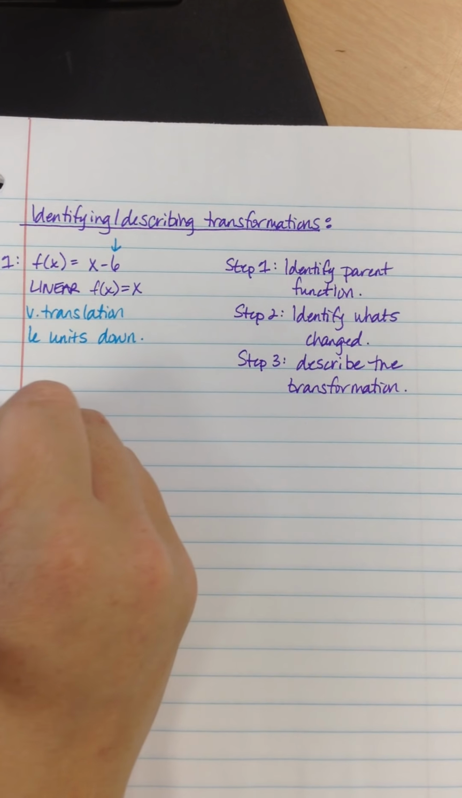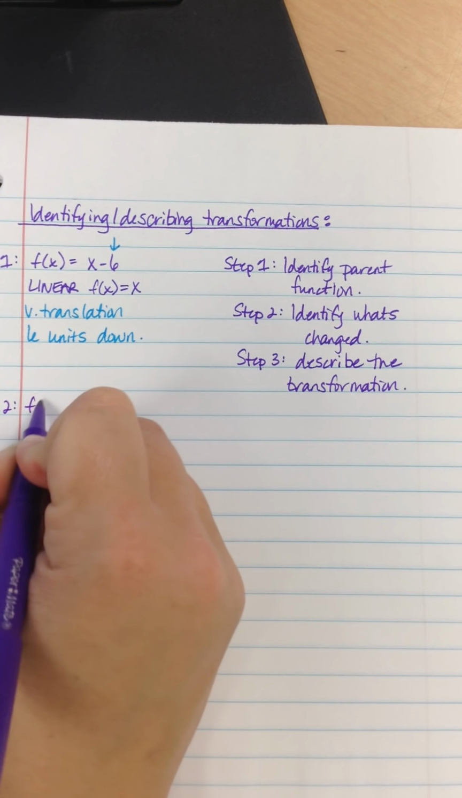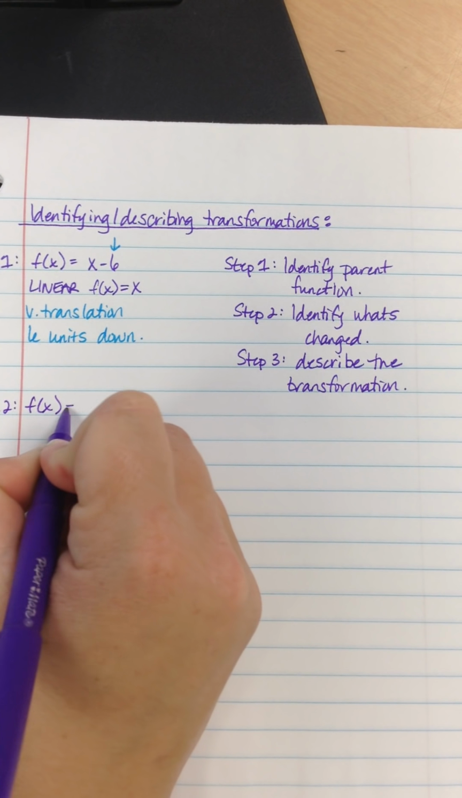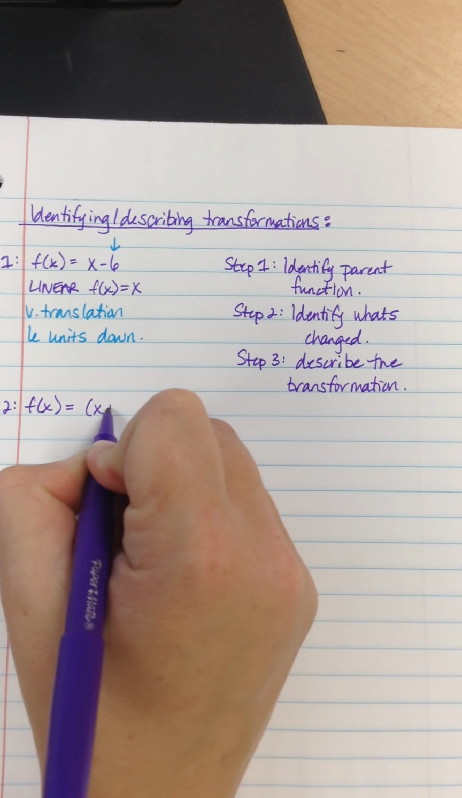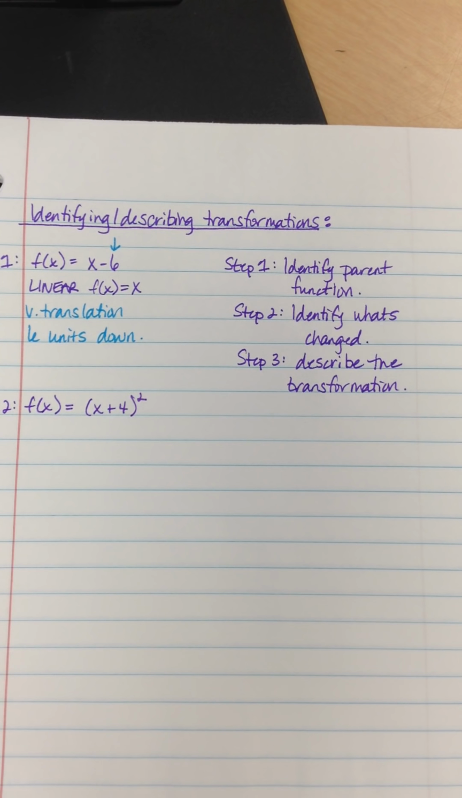Okay, example 2. f of x equals x plus 4 squared. I want you to take a minute and pause this video. I want you to try this one on your own, following the steps: first identify the parent function, tell me what is changed, and then describe the function. By all means, use your foldable to describe the function at this point.